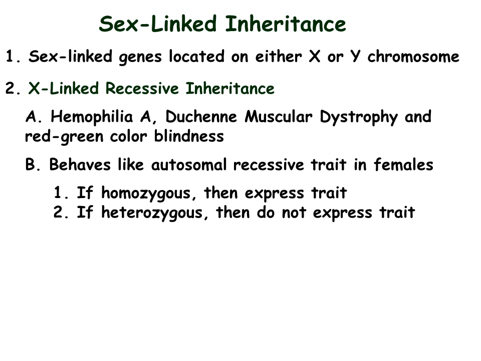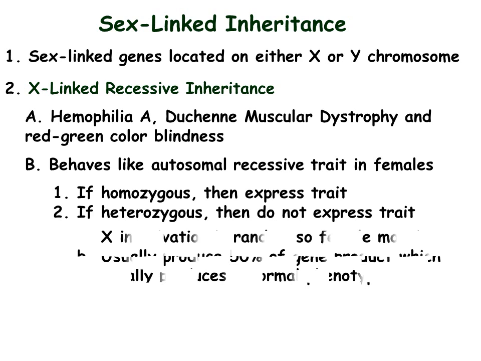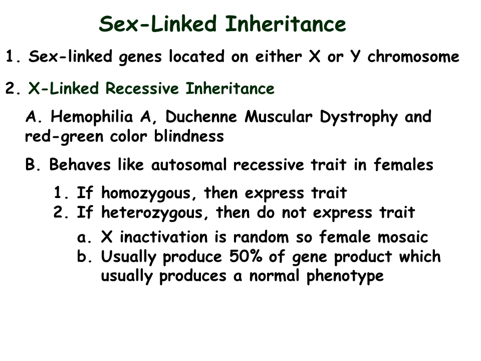In other words, if both of the X chromosomes that they get have the trait, then they're homozygous, and it doesn't matter which one gets inactivated because they both have it, they will express the trait. However, if they're heterozygous, then they will not express the trait. Remember, X inactivation is random, so the females are a mosaic, and in most cases, 50% of the gene product usually produces a normal phenotype.